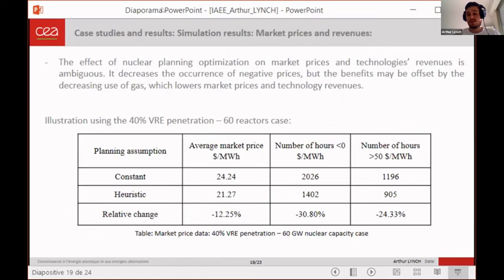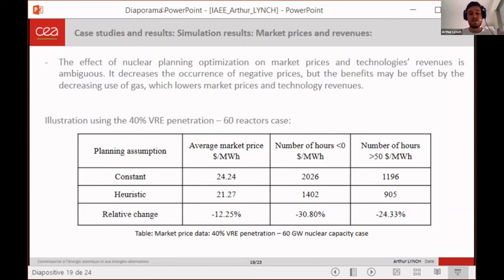The last set of results that we tried to determine was the impact of nuclear planning optimization on market prices and technology revenues. And what we found is that this effect is ambiguous. In some of our 15 cases, we found that market prices were increasing, in some others they were decreasing, with no particular trend. So we tried to look at the results a little bit more closely. And what we found is that nuclear planning optimization does decrease the occurrence of negative prices in all of our cases. So it should have an increasing effect on market price.